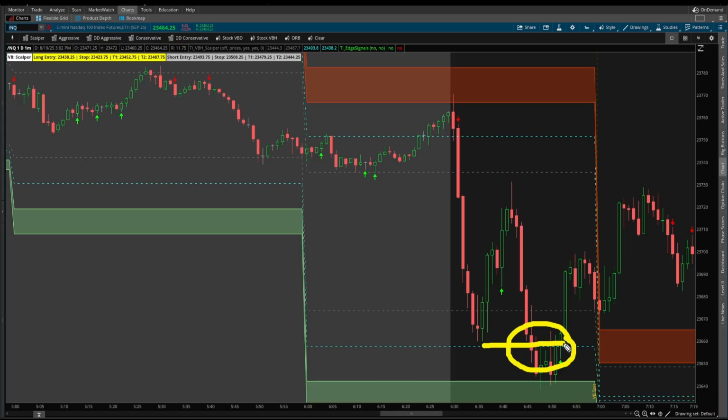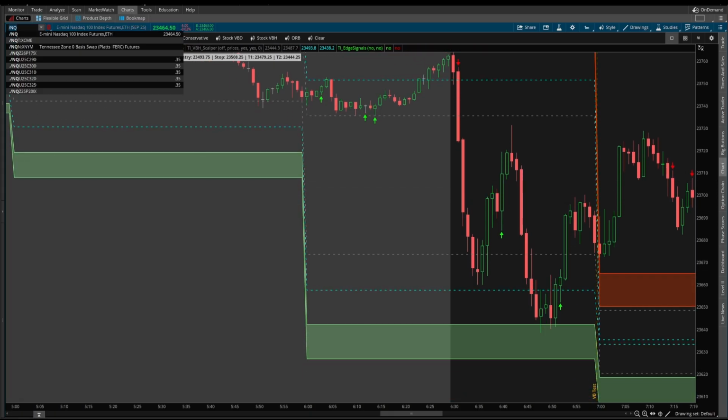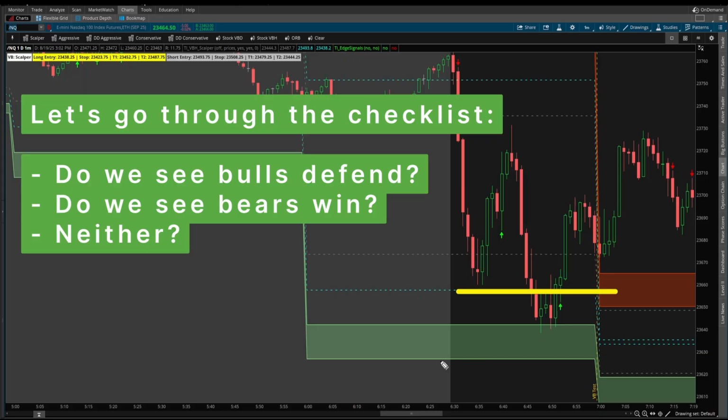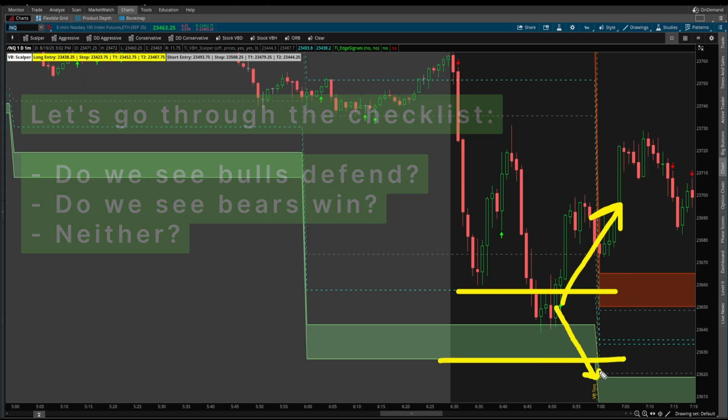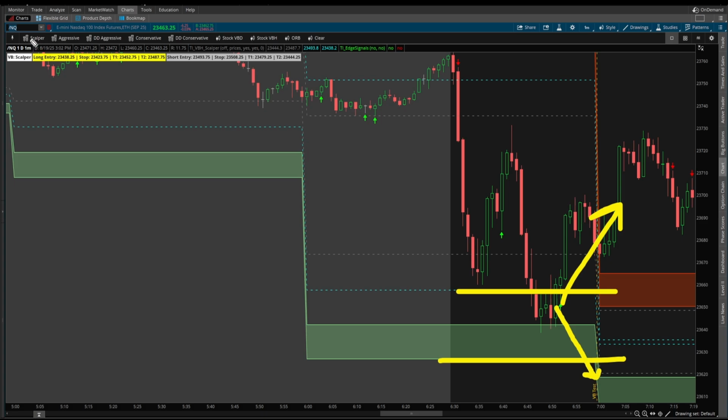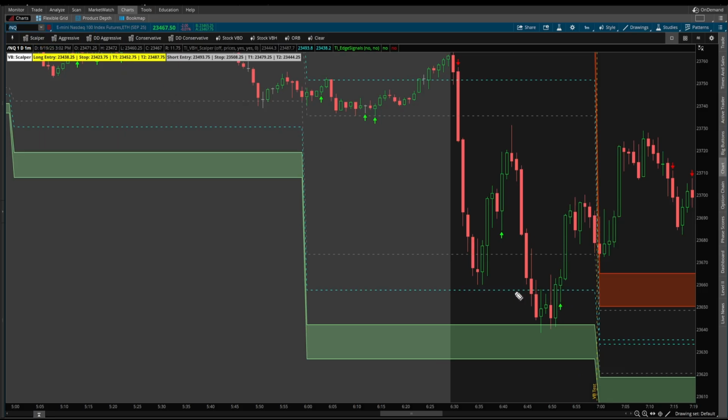So as I mentioned, this now triggers our test. We need to see who's in control. Are the bulls in control? Can they defend price here and take us up from this direction? Are the bears in control and they push us outside of our clouds, which would then mean that, hey, the scalper models are not being respected in the Nasdaq and we need to move down the line? Or do we see price just chop around sideways and now we need to wait into the next hour?